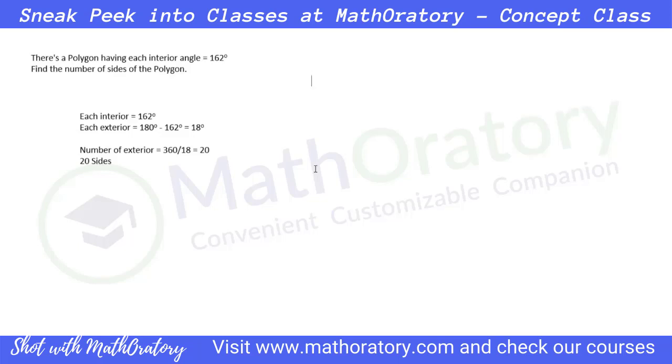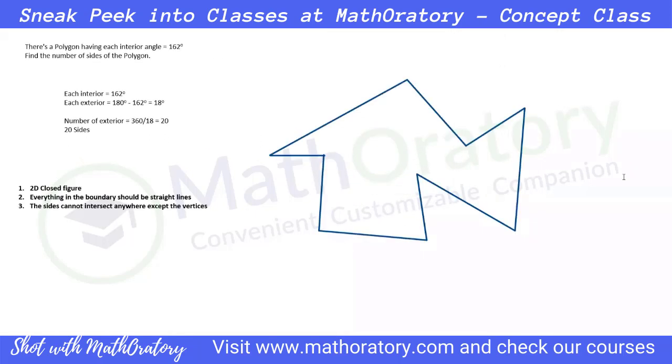It might be a little fast. You can actually have a negative exterior angle as well, so let me draw a figure for you. I've just drawn a random polygon. By the way, this is a polygon, it's not a bird. It satisfies all the criteria here. You can check this out. It's a 2D closed figure, everything in the boundary is straight lines, and the sides do not intersect except at the vertices. These are the vertices. None of the sides intersect anywhere except at the vertices.